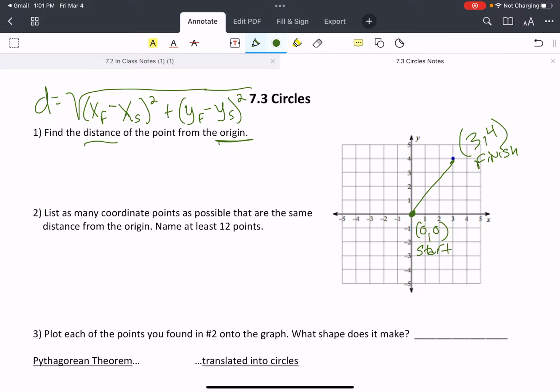Finish or final, and S is start. So we'll do our distance equals the square root of x finish, so 3, minus x start, so 0, squared, plus y finish, 4, minus y start, 0.